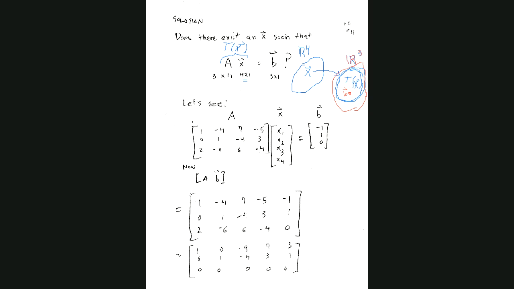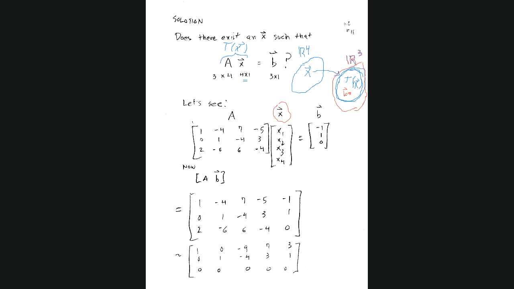All right, good. What we want to know is whether the vector b, which lives in R3, is a member of the subspace being created by this transformation. To find out, I have to see if there's a vector x that gets mapped into this vector b. So we're going to solve the augmented matrix AB.